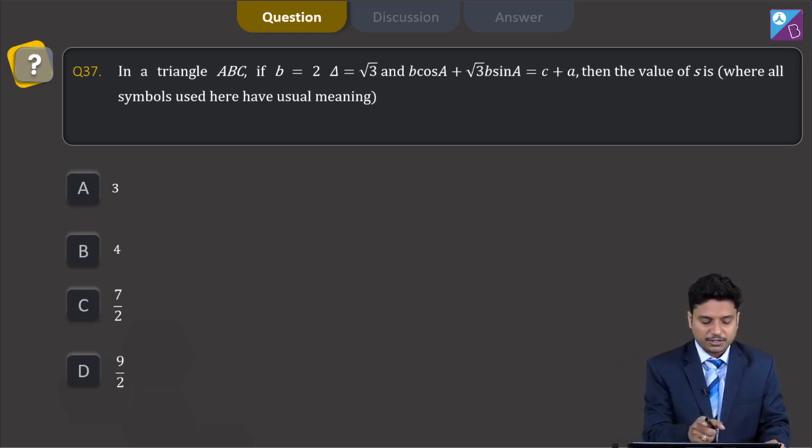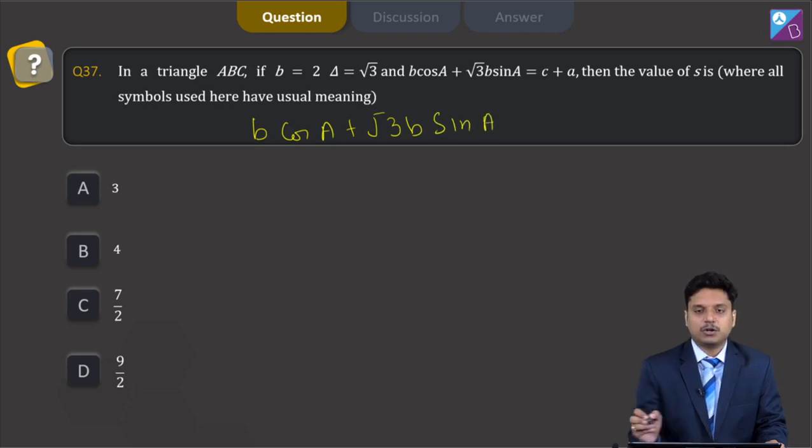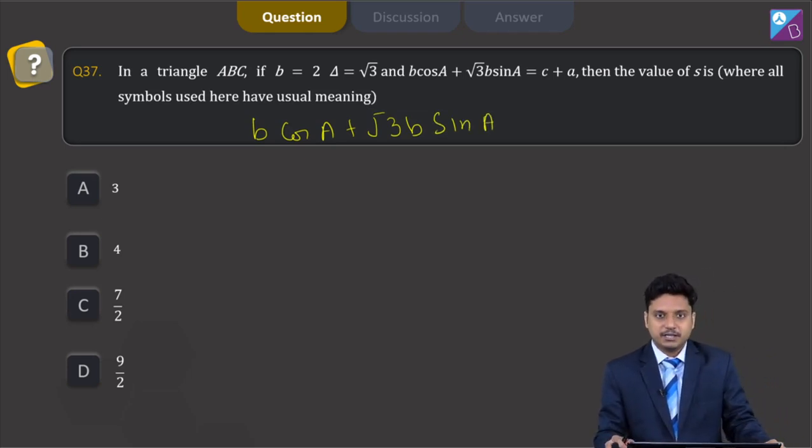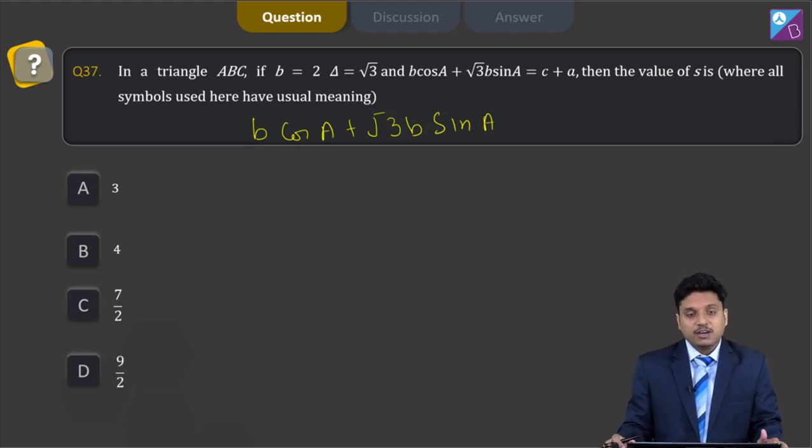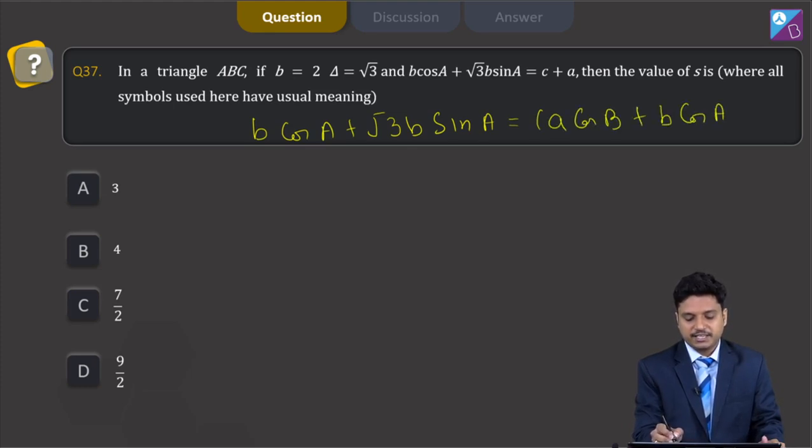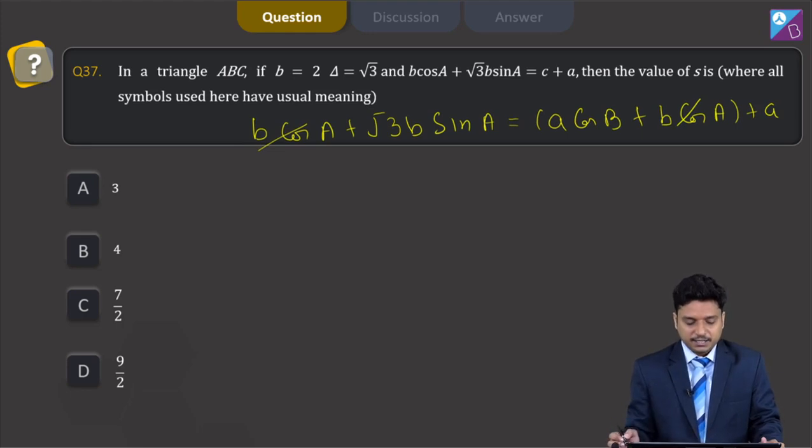So what we can observe, b cos a plus root 3b sin a. How can we convert this c into small a and small b, or angle a and angle b? So we can think of this projection formula. In place of c, you can put a cos b plus b cos a, and plus a is also there. So what is the benefit of this? In both the sides b cos a is present and it gets cancelled. So now root 3b sin a is given here.